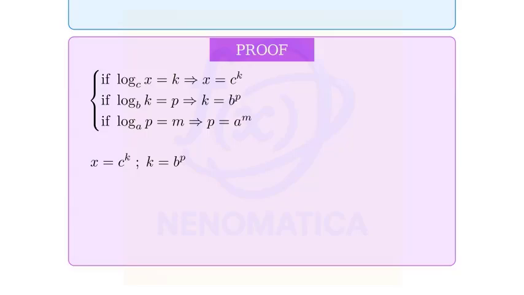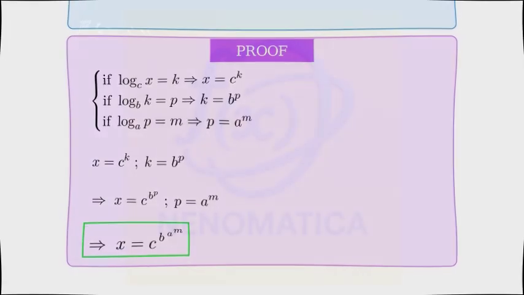Now substitute the expression for k into x. That gives x equals c to the power b to the p, and we keep p equals a to the m for the next substitution. Finally, substitute p equals a to the m into the exponent. We conclude x equals c to the power b to the power a to the m.